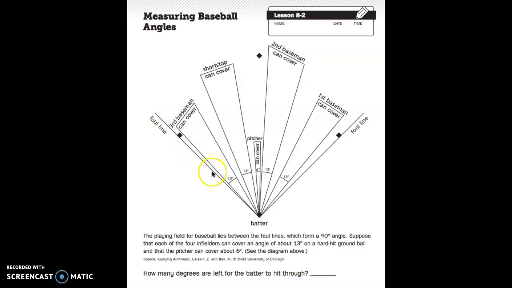So here's the foul line. And the problem says that the foul line forms a 90-degree angle. Here's the measurement that the first baseman can cover, the second baseman can cover, the shortstop, and the third baseman. Each, as the problem says, is about 13 degrees.